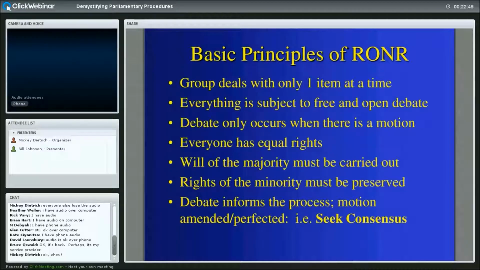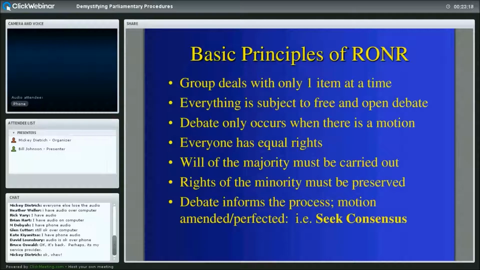This is really important. You only debate an issue when there's a motion. If you don't want to reach a decision and you just want to have an open discussion, that's fine. You can do that. But open discussions don't lead to decisions. If you want to have a debate and reach a decision, you do that in the context of a motion. So that's the only place you're debating under a Robert's meeting. Everybody has equal rights, but there are some limitations on that, which you'll see a little bit later on. It has to do with what constitutes the deliberative assembly.